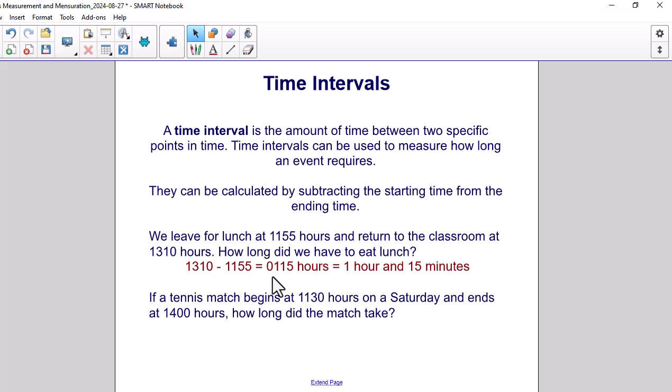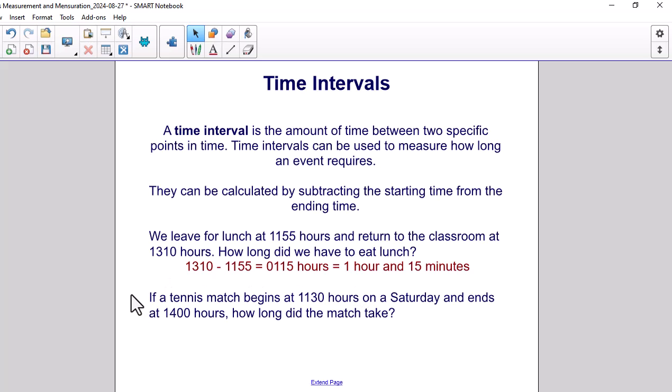Remember, in 24-hour clock, the first two digits represent the hours. The next two digits represent the minutes. So splitting this up accordingly, 01:15 hours would look like 1 hour and 15 minutes.